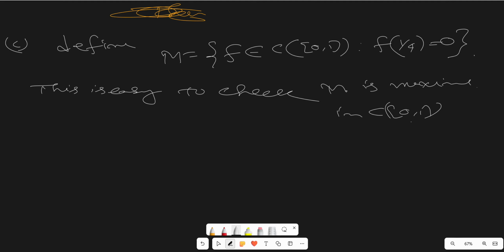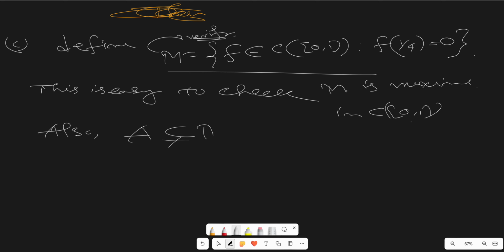Why is this easy to check? Because you cannot, if f is f of 1 by 4, so this ideal is a maximal ideal. Okay, you verify it. So this ideal is a maximal ideal, right? Also you can verify that A is properly contained in M and M is contained in C01. So if this happens, A cannot be a maximal ideal. M is a maximal ideal. Also M is an ideal.